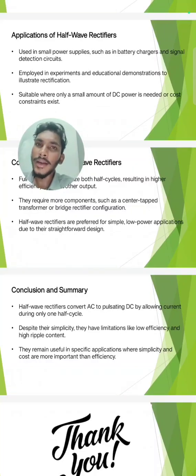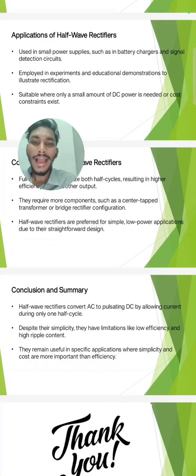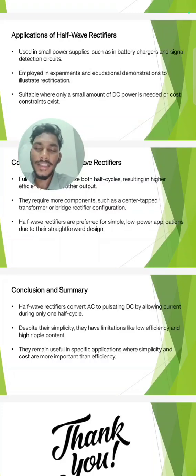When it comes to the parameters of the half wave rectifier, the average DC voltage VDC equals Vm by pi, so its typical value is 0.318 times Vm. The RMS output voltage Vrms equals Vm by 2, that is 0.5 times Vm. The efficiency of the half wave rectifier is PDC by PAC, that is power in DC over power in AC. That is approximately 40.6%, the typical value. So it is less efficient when compared to full wave rectifiers.